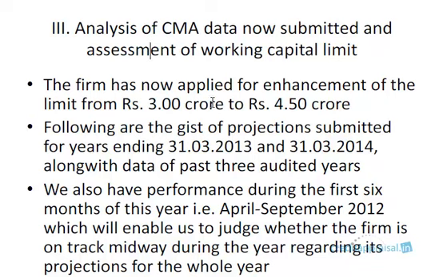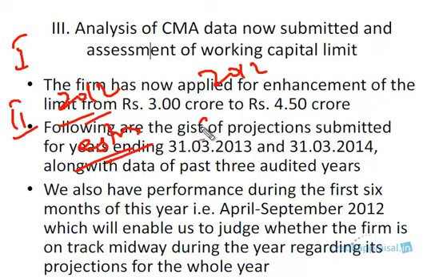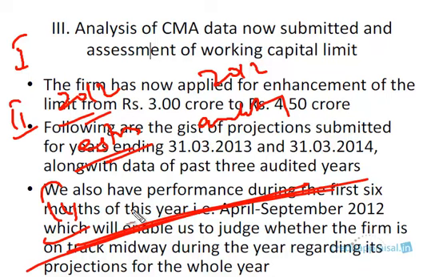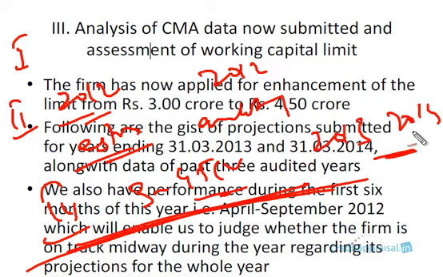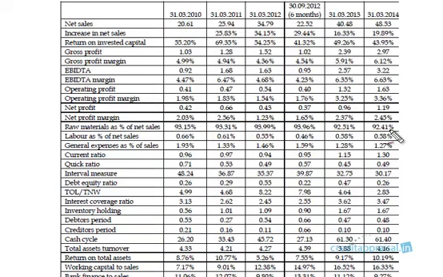Now we'll go to stage 3, right? In stage 1 we looked at the present financial position of the company. In stage 2 we compared the 2012 estimate, submitted at the time of last year's renewal, to the 2012 actual audited figures. Now in stage 3 we'll come to the present request of the company, that is enhancement of the limit from 3 to 4.5 crores. For this we need the CMA data for the next 2 years, 2013-14.